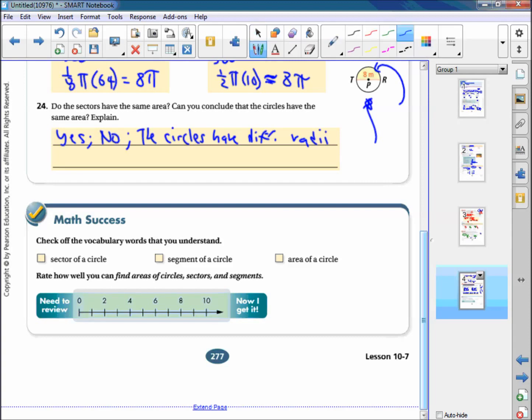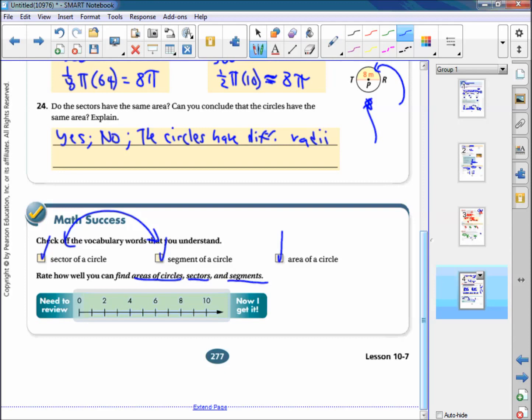All right, so check out the vocabulary words that you understand. So we learned about a sector of a circle, and we learned about the segment of a circle. And if you don't know the difference between these two, you need to go back and watch again. And I think you already knew the area of a circle, so that shouldn't be a problem. So how well can you find the area of a circle, the area of a sector of the circle, and the area of a segment of a circle?